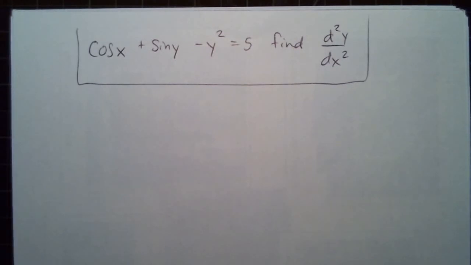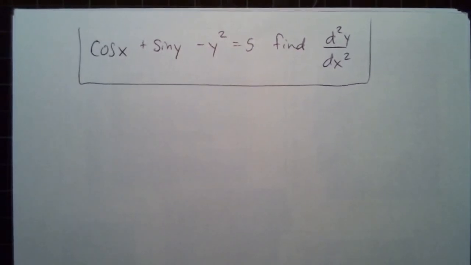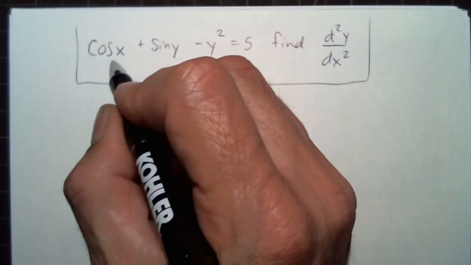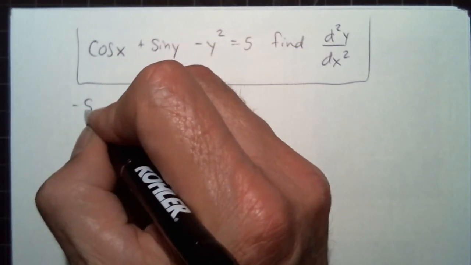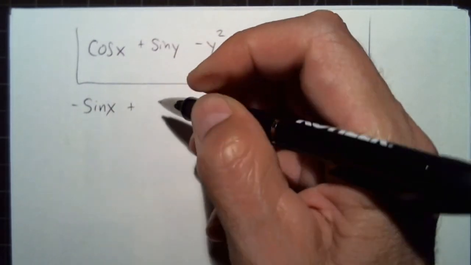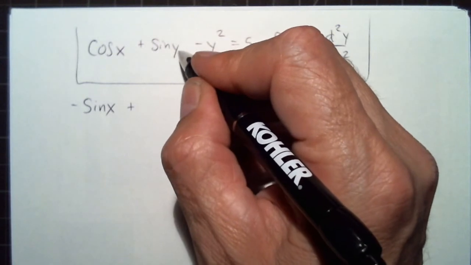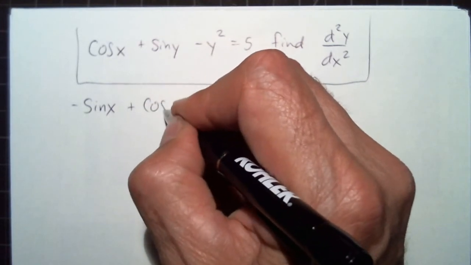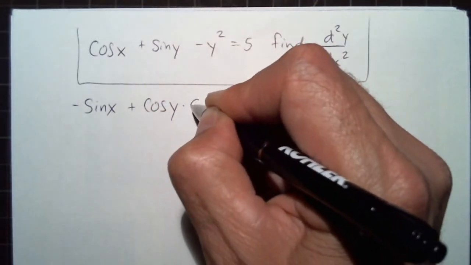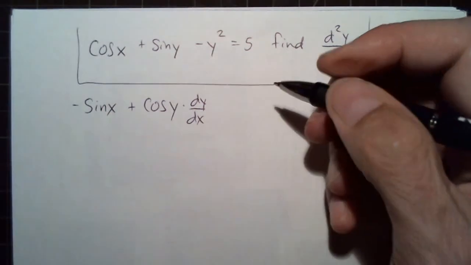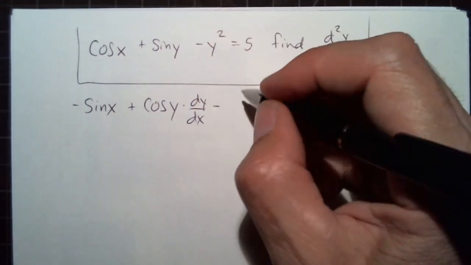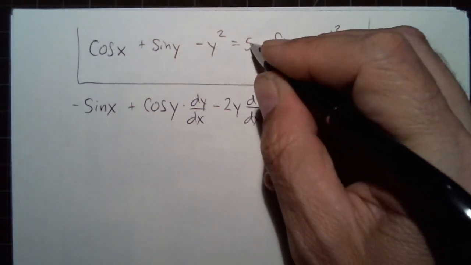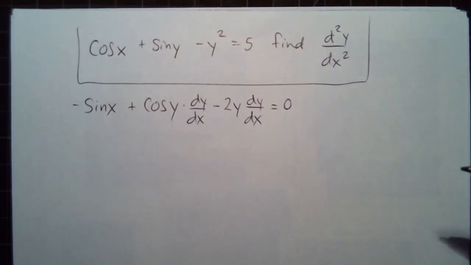Alright, pause the video and try that one. There's no y here, so we'll just do a normal derivative. The derivative of cosine is negative sine. And here we have a y, so we're going to be multiplying by y prime. The derivative of sine is cosine, leaving the inside the same, times the derivative of y. There's the chain rule. We'll do another chain rule here, 2y dy dx. And the derivative of 5 is 0.